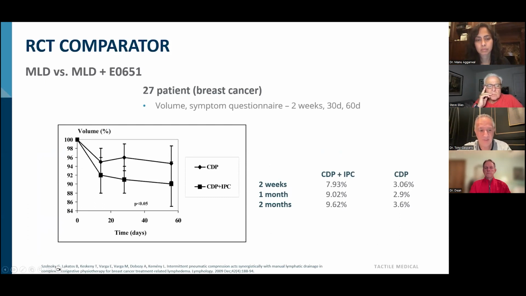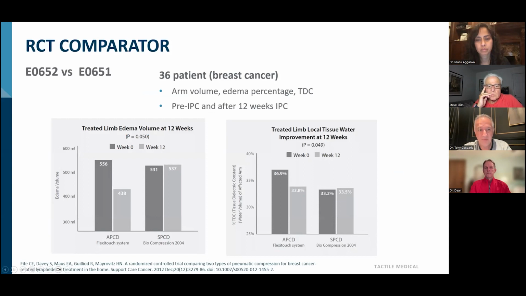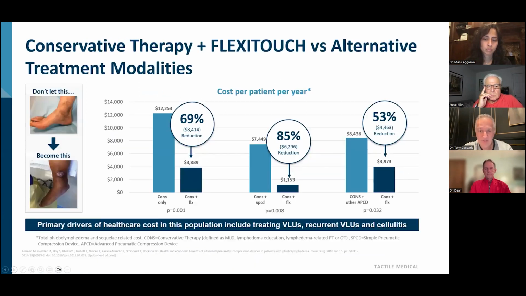This is the only study randomizing, comparing 651 to 652, same patient population. And you can see the advanced pump does a much better job in reducing volume, edema volume, compared to a simple pump, as well as tissue water content as measured with TDC, tissue dielectric constant.